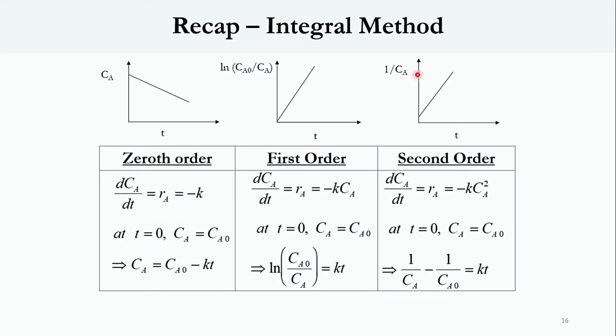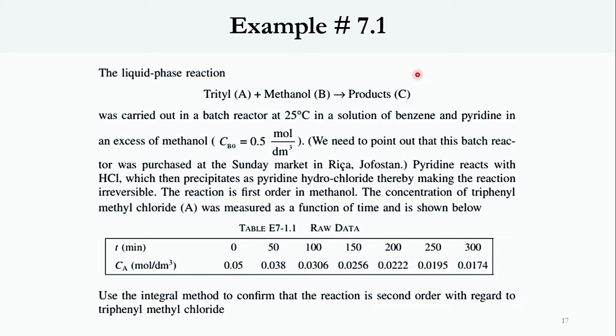So using this concept, we will now be solving an example related to it, and that example is example number 7.1, which states that the liquid phase reaction trityl, which is represented by A, and methanol, which is represented by B, these two react to produce a product which is C. This reaction was carried out in a batch reactor at 25 degrees centigrade in a solution of benzene and pyridine in excess of methanol, which is Cb naught is equal to 0.5 mole per cubic decimeter.